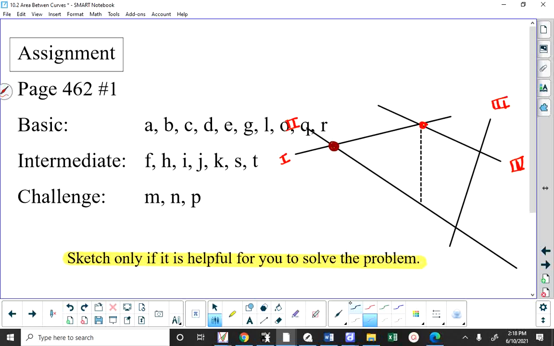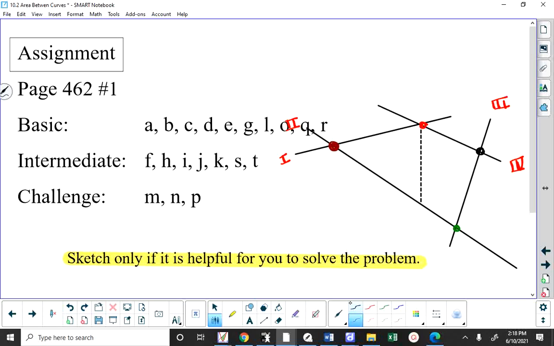From the red dot to the green dot, line 4 is above line 2. So you have a different integral to work with there. And then from the green dot to the black dot, line 4 is above line 3. They're not all like that. That's why that's a challenge problem.